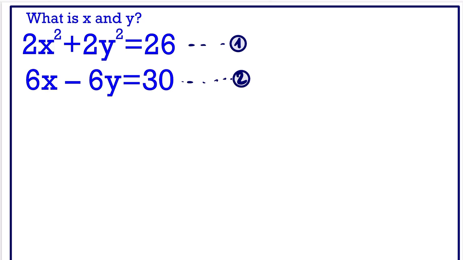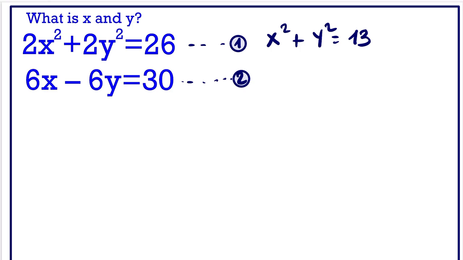Now looking at equation 1, we can see that we can factor out 2, meaning we can divide all of equation 1 by 2 to simplify it, so it's going to be easier to solve. So if we divide by 2, we'll be left with x squared plus y squared equals 13.